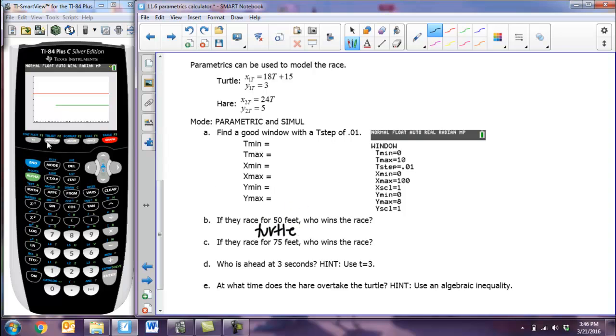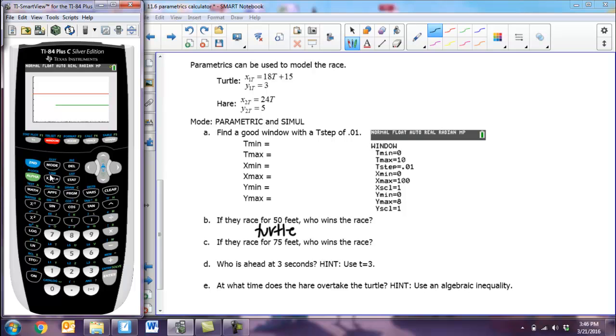Now if I go back and change that to, again, it's graphing forever. I'm trying really hard. There we go. And if I go back and change it to 75, we kind of have an idea that it's going to be the hare at this point. And then I watch this go one more time. And we see that the hare, the brown one, hit first on that one. So that would be the hare.